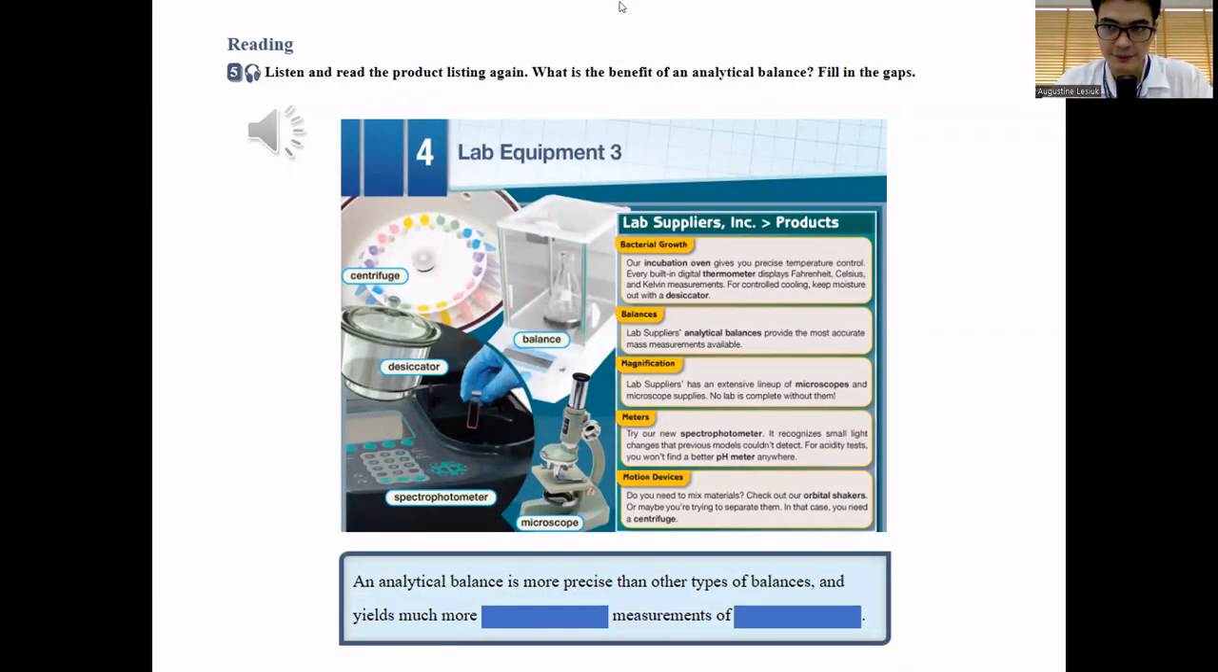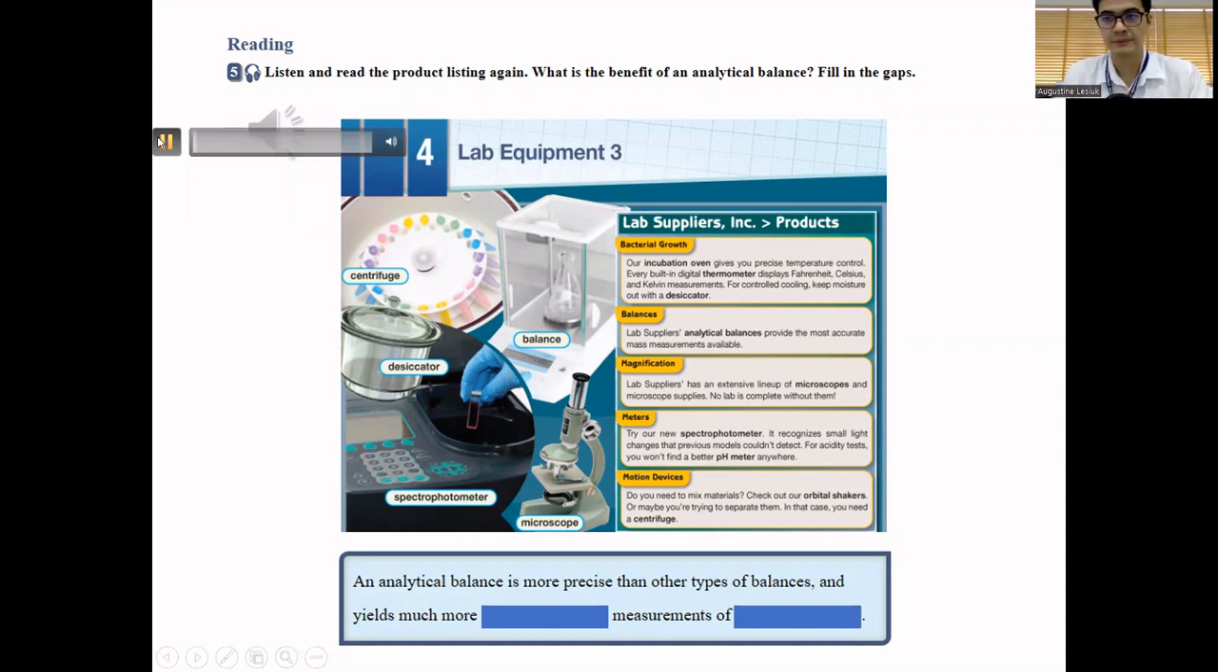For our first listening activity of this unit, I want you guys to listen to the audio clip of the passage that we've been using for our warm-up. After you listen to the audio clip, I want you guys to fill in the blanks of this sentence at the bottom here. An analytical balance is more precise than other types of balances and yields much more blank measurements of blank. Okay, so listen to the audio clip and then fill in the blanks. Pause after you listen to the audio clip, pause the video, and fill in the blanks yourselves. And once you're done, resume the video for the answers. All right. Here is the audio clip.